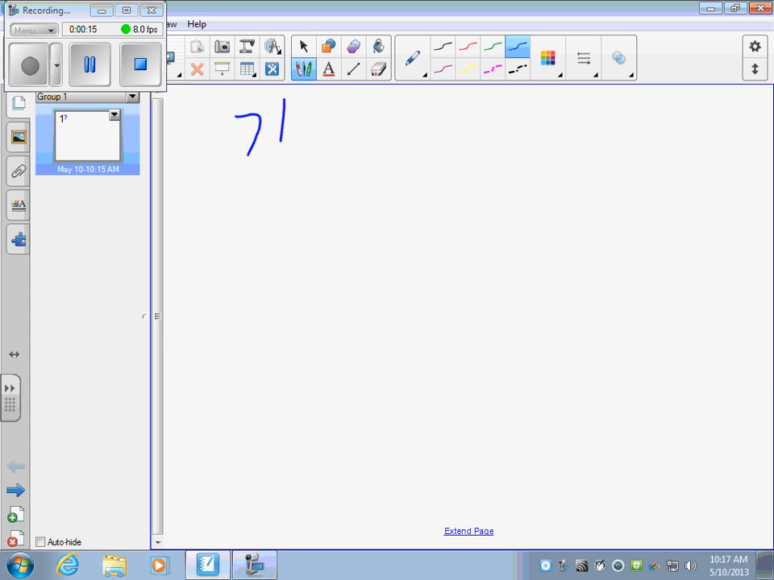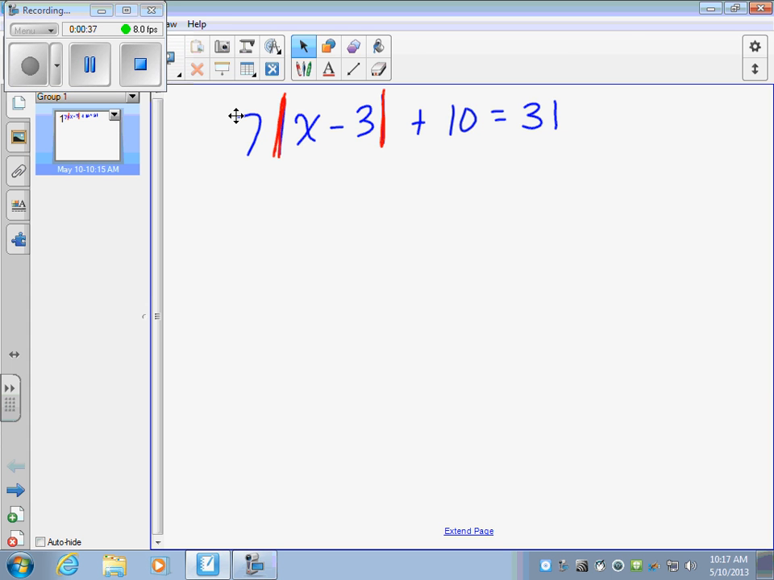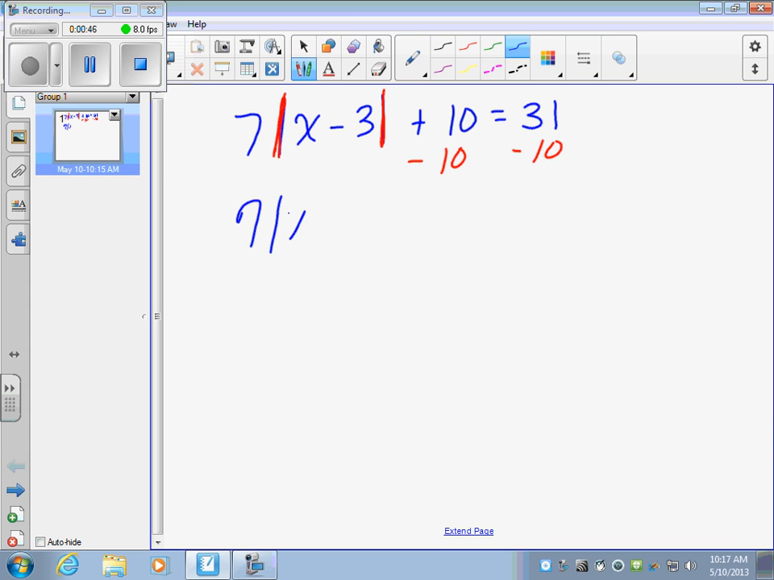If you have a problem like 7 times the absolute value of x minus 3, plus 10, is equal to 31. The first thing I want you to recognize is that these absolute value symbols are like a jail. You can't get in, you can't take anything out. It is just x minus 3 has to stick in there with those absolute value symbols, so you can't touch that. What you can touch, though, is this 10, so you could subtract 10 from both sides if you wanted to. And now I have 7 times the absolute value of x minus 3 is equal to 21.